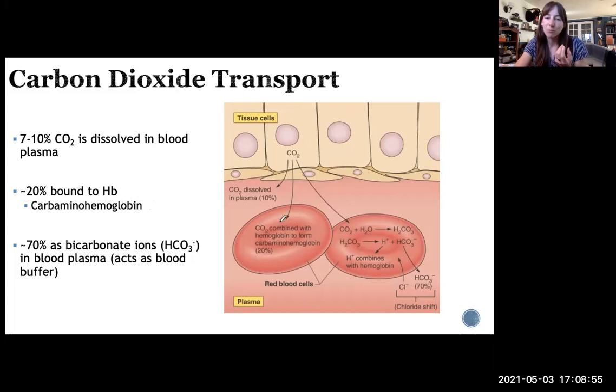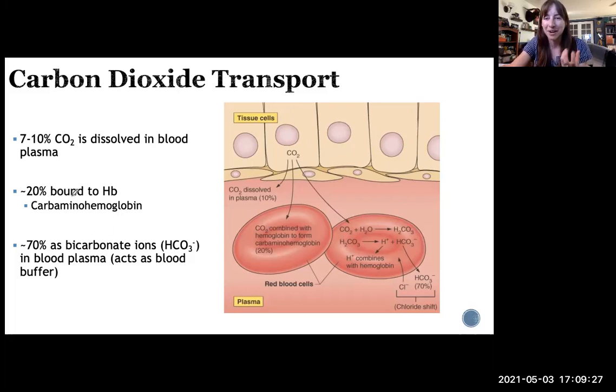And when hemoglobin binds with carbon dioxide, it's called carbaminohemoglobin. Try and say that 5 times fast. It's harder than it sounds, which I think is kind of funny, but it's called carbaminohemoglobin because it binds to a different place on the hemoglobin than oxygen does. It binds to an amino group on the hemoglobin. So that's why it's called carbaminohemoglobin when hemoglobin is binding carbon dioxide.